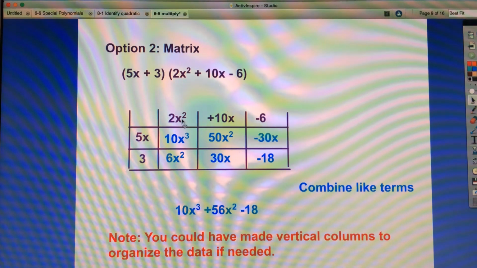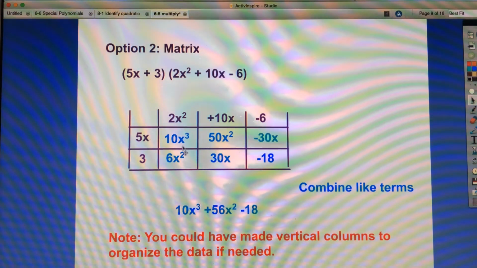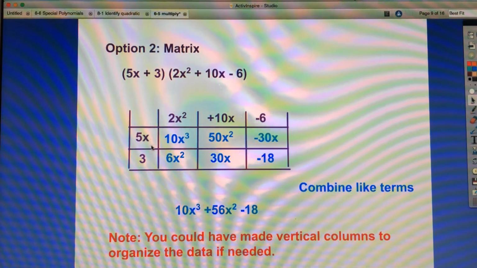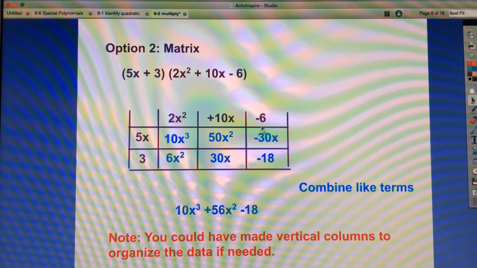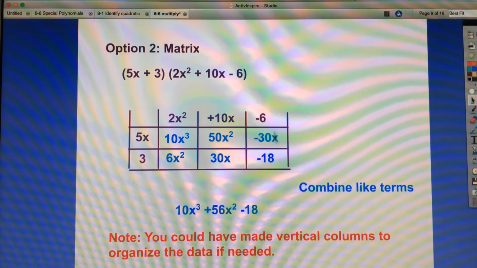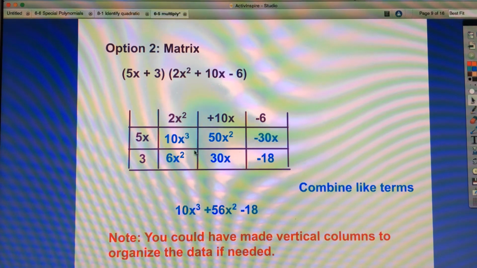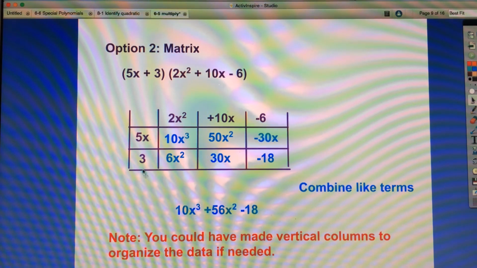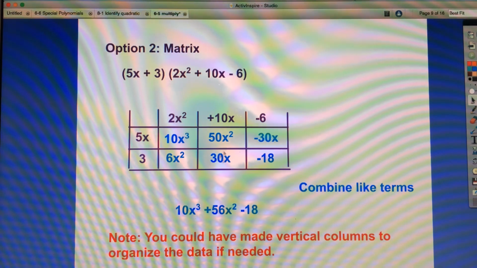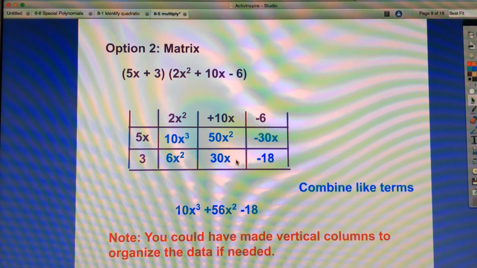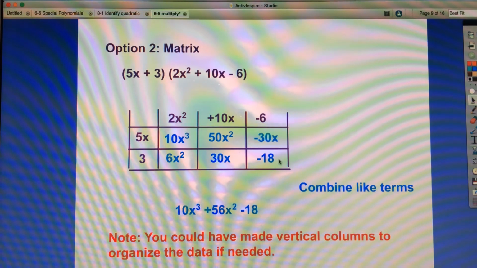5x times 2x squared, 10x to the 3rd. 5x times 10x, 50x squared. 5x times negative 6, negative 30x. I do the same thing here. 3 times 2x squared, 6x squared. 3 times 10x, 30x. 3 times negative 6, negative 18.